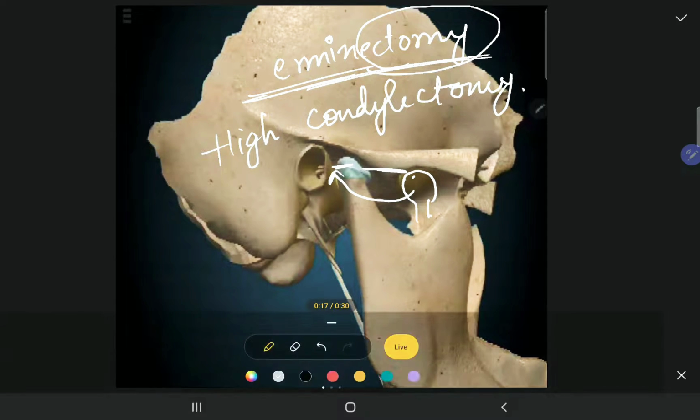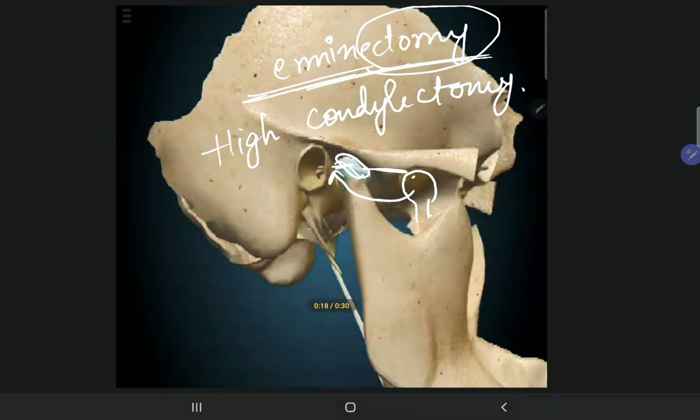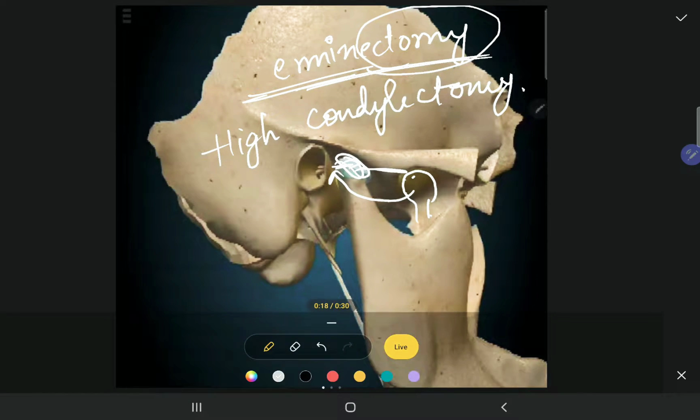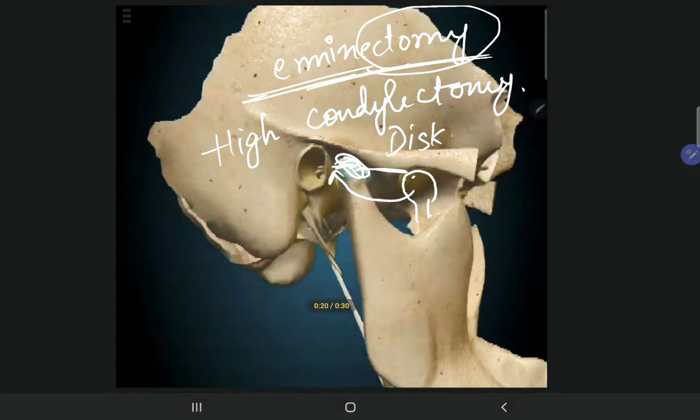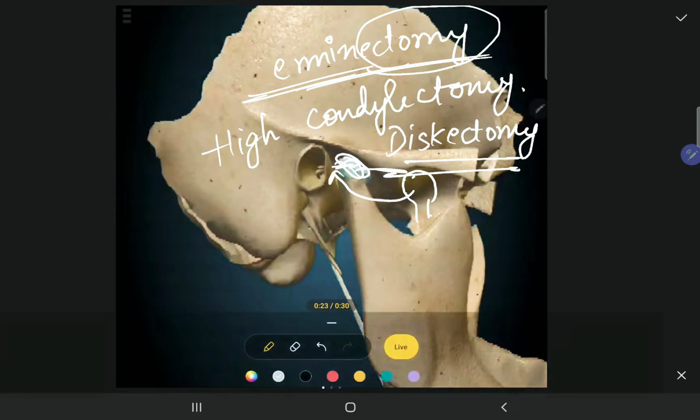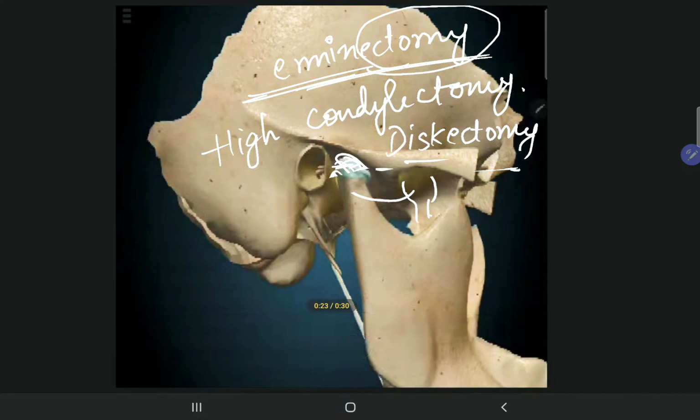Or also you can remove this articular disc. That is our discectomy. That can also be done. There are other ways also.